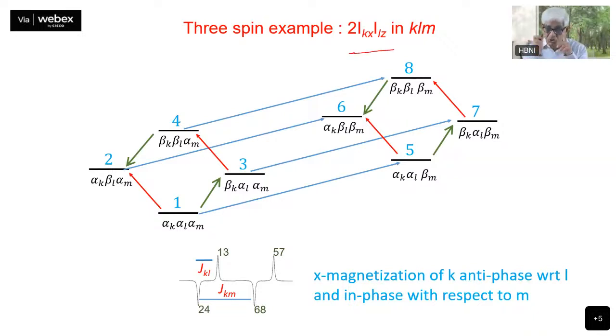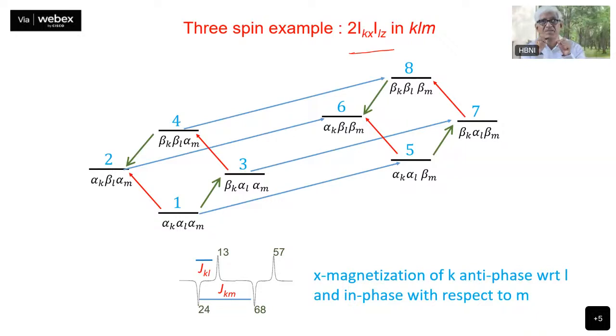This is now a two-spin product. See, the three-spin basis operators will have single-spin operators, two-spin products, and three-spin products. In this set of 64, what I am considering here is 2IKX ILZ in a three-spin example, KLM. Previously, what we showed was 2IKX ILZ in the two-spin system consisting of K and L only. So here it is the same operator, but in a three-spin system, KLM.